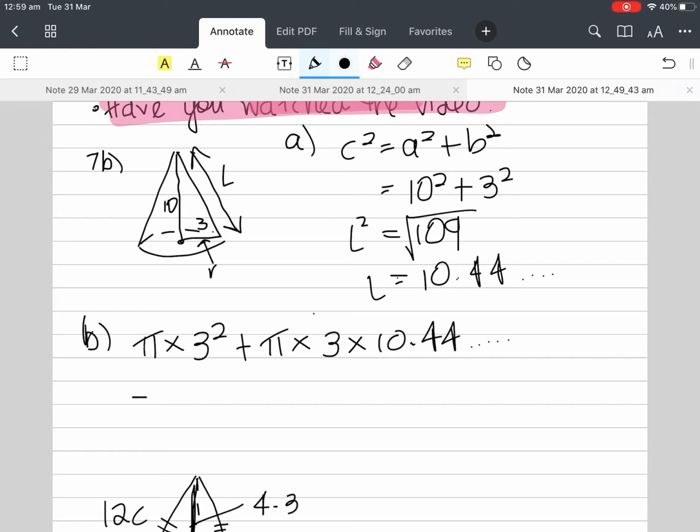Okay, so when I put that into my calculator and I press the answer key for the 10.4 blah blah blah, I get an answer of 126.6719 blah blah blah. And if I round that to one decimal place, I think it says in the answers, I get 126.7. And I can't remember the unit, sorry about that.